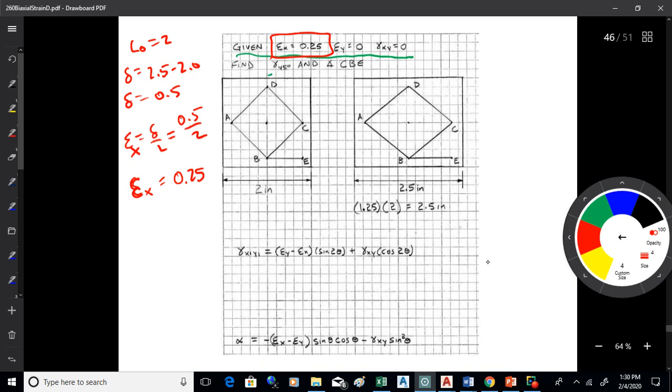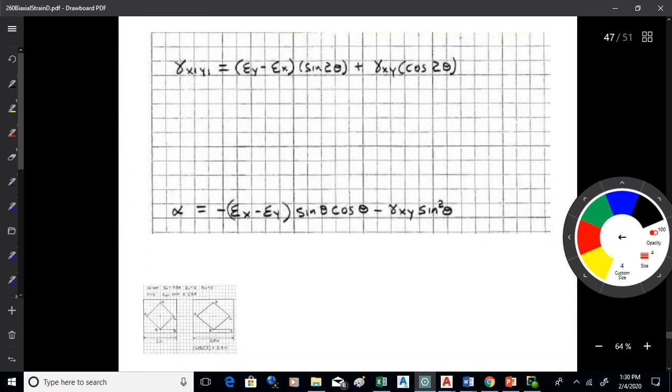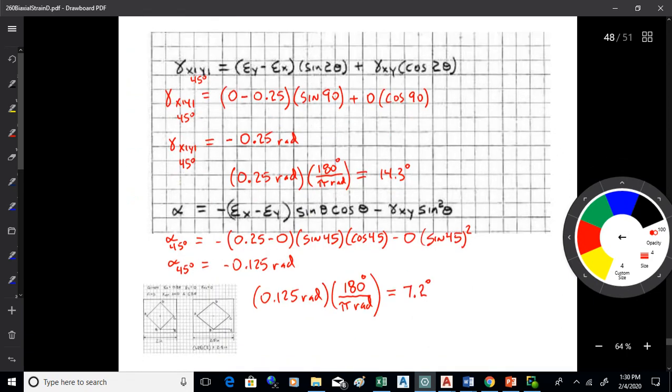Let's look at the angles and what happens to them when you do that. Let's predict what will happen to the angles. Let's run the shear equation and the alpha equation for 45 degrees. So let's put those in there. When I run the shear equation for 45 degrees, I got 0 for epsilon y, 0.25 for epsilon x, and 45 degrees. Gamma xy is also 0.